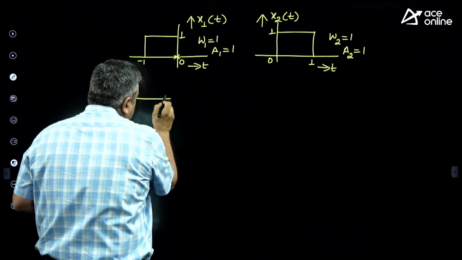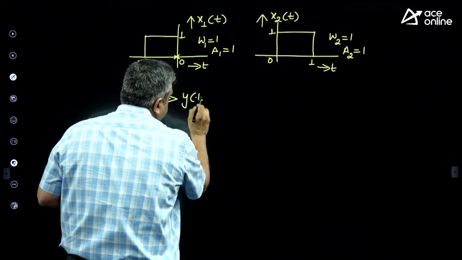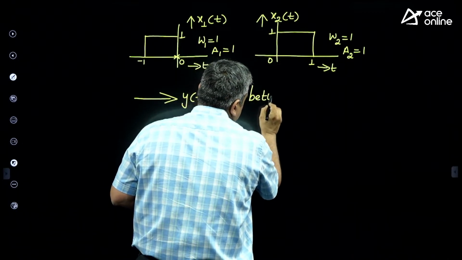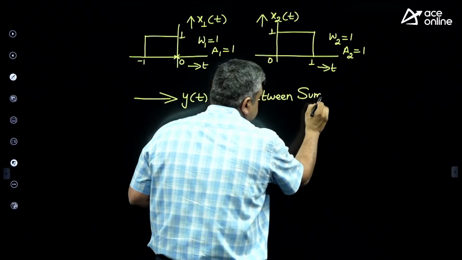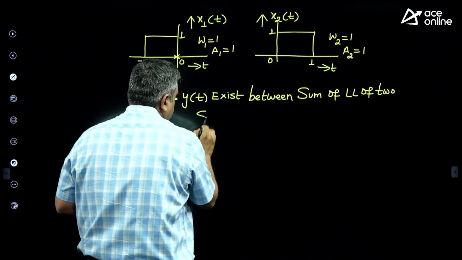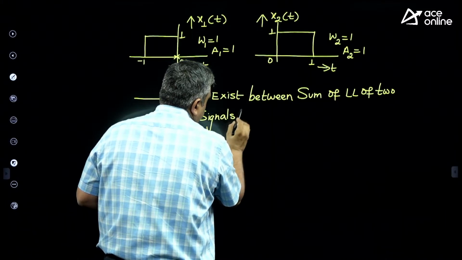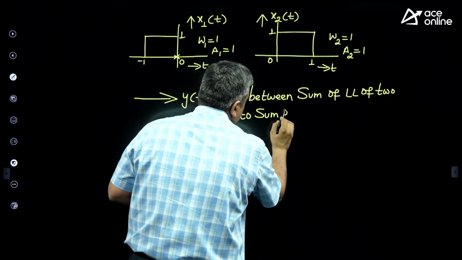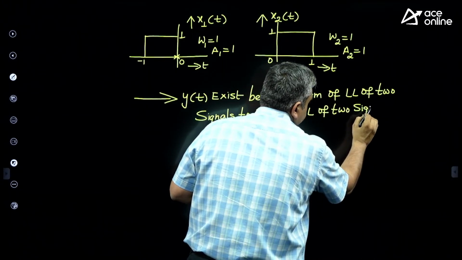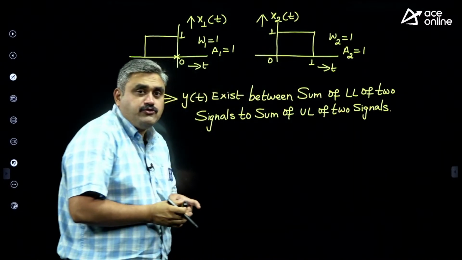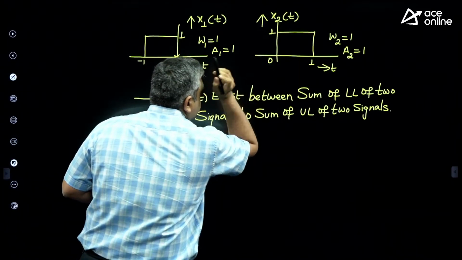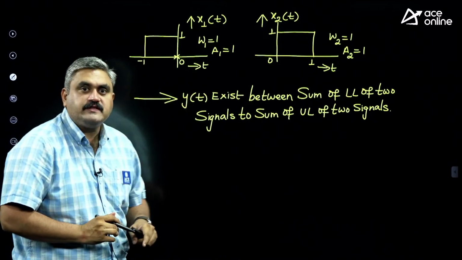Now, only 3 or 4 points. Convolved output y of t exists between sum of lower limits of two signals to sum of upper limits of two signals. So this is one straight point that you need to remember when you do the procedure for convolution. So you should know where your output is coming from. So sum of lower limits means what? First signal is starting at -1, second signal is starting at 0. Those are lower limits. So -1 plus 0 is nothing but -1.